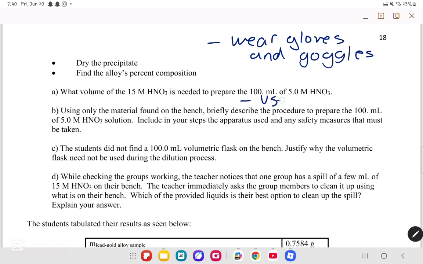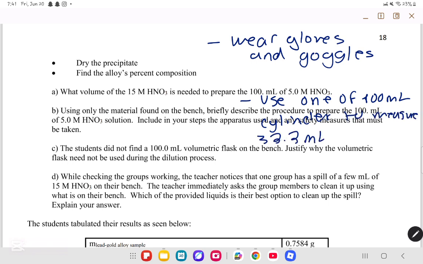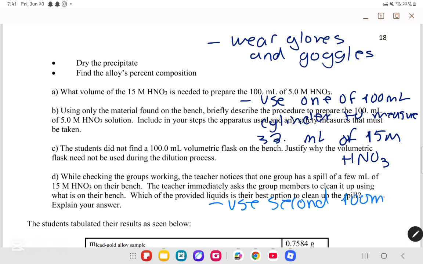So use one 100 milliliter cylinder to measure 33.3 milliliters, or 33 milliliters, of 15 molar HNO3. Right, so they said to now use the second 100 milliliter cylinder, and what will you do? You will do 100 minus 33. What is 100 minus 33? It is 67. So you will fill in 67 milliliters of distilled water, right?